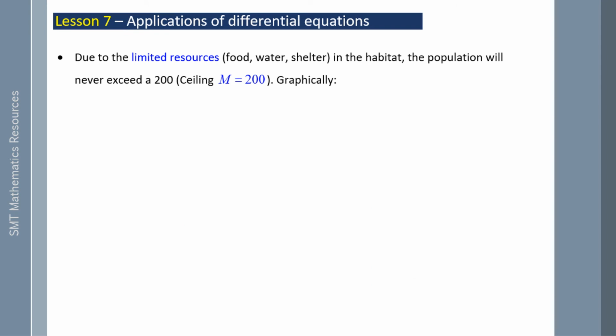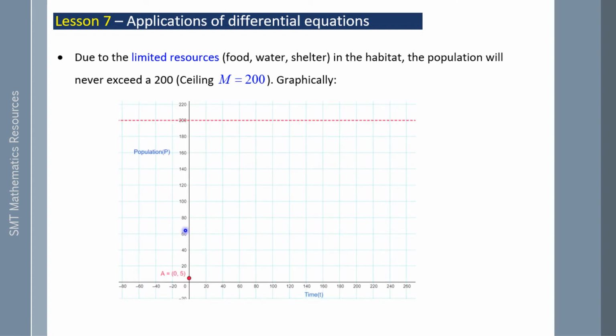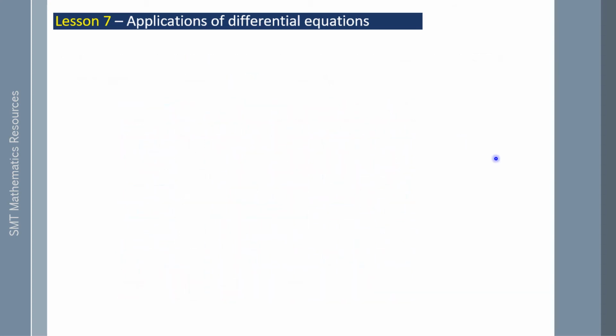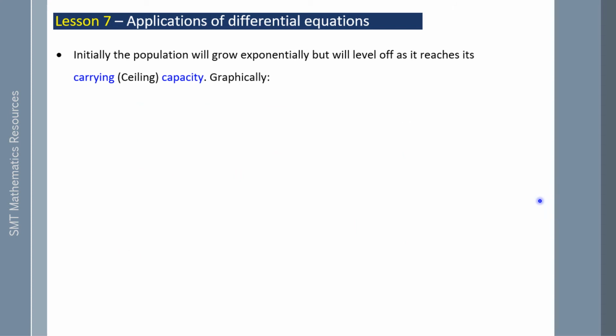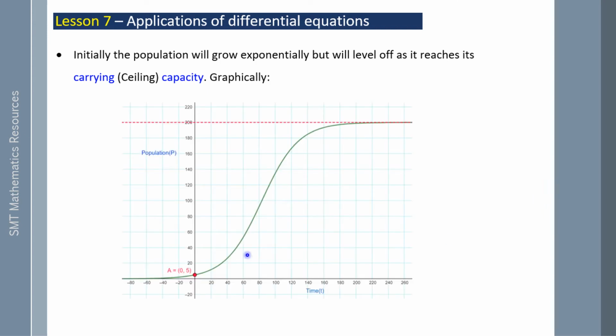Due to the limited resources, such as food, water, or shelter in the habitat, the population will never exceed 200. That is, the ceiling, m, is 200. Graphically, we've drawn that as an asymptote at 200, or y equals 200. Here's our starting population, and here's our ceiling. Initially, the population will grow exponentially, but will level off as it reaches the carrying capacity. This looks like the following.